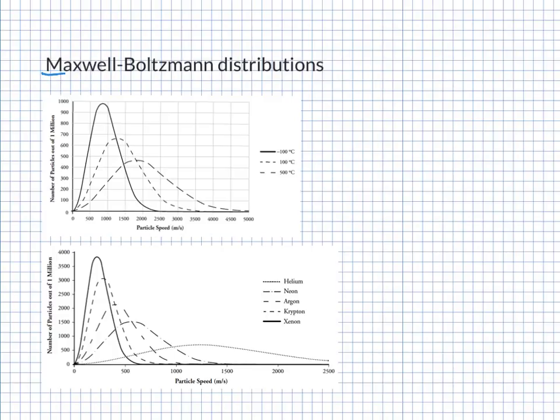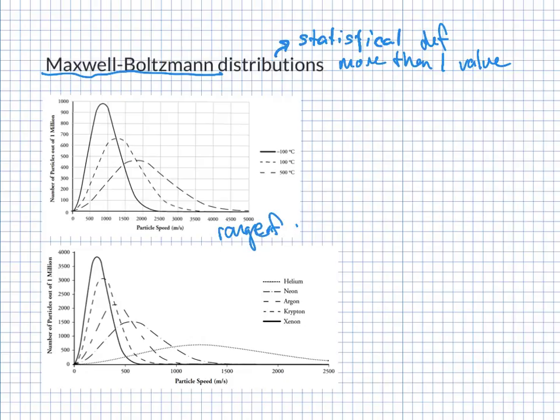Now, these are called Maxwell-Boltzmann distributions because they're named after two different people who kind of came up with the same thing. And when you see the term distribution, all that is a statistical definition. And it just means that it is more than one value. And what you'll see here is that each of these graphs is showing that there is more than one speed, that there is a range of speeds that are being shown. So that's important to see.